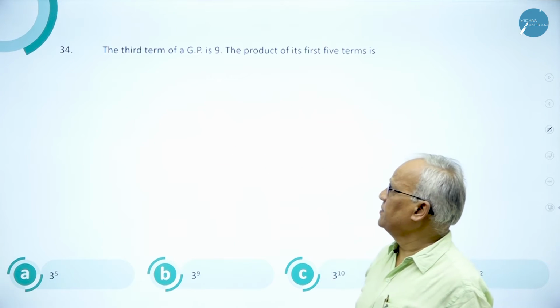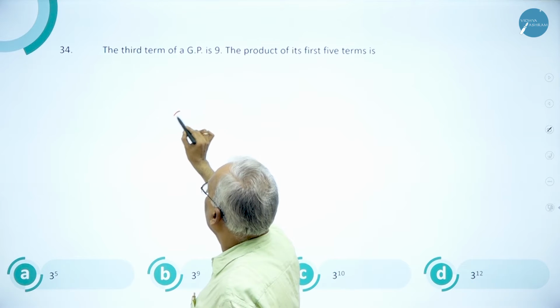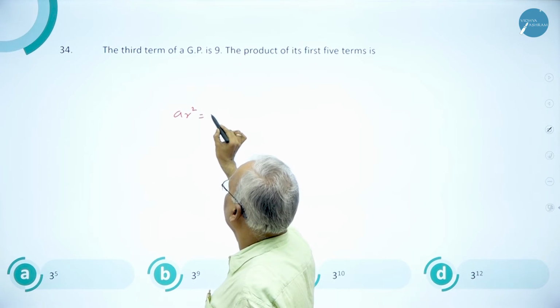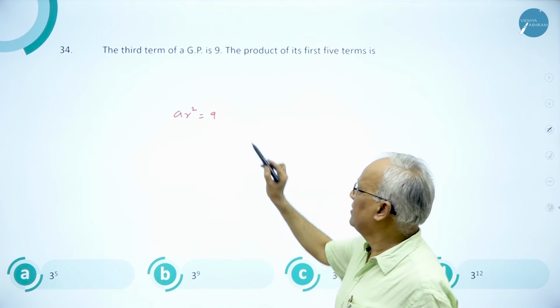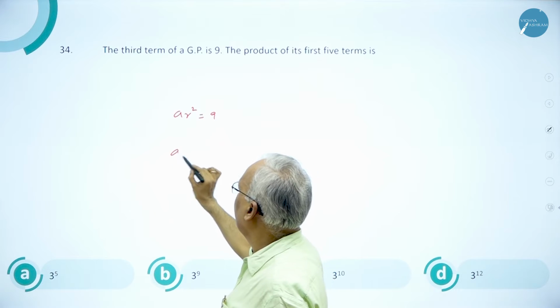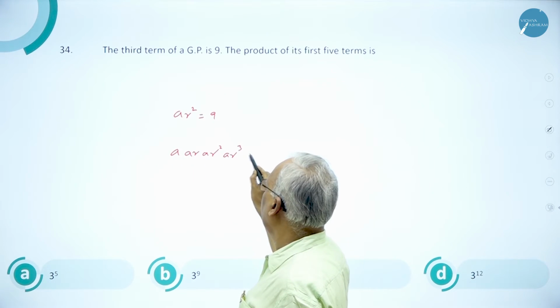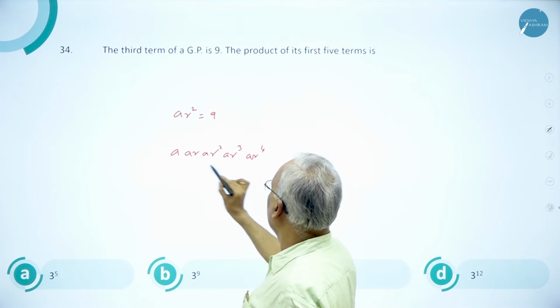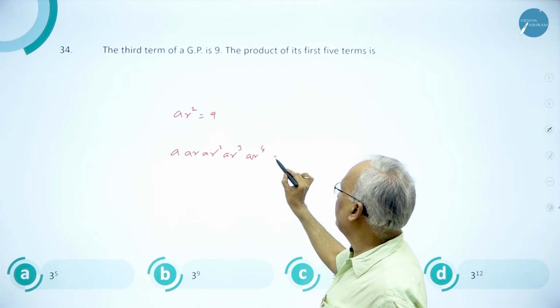Okay. Next, the third term of a geometric progression is 9. AR squared is given to be 9. The third term of a GP is given to be 9, AR squared. The product of its first 5 terms is AR, AR squared, AR cube, AR to the power 4. These are the first 5 terms of a GP. What is the product of this? You can multiply now.